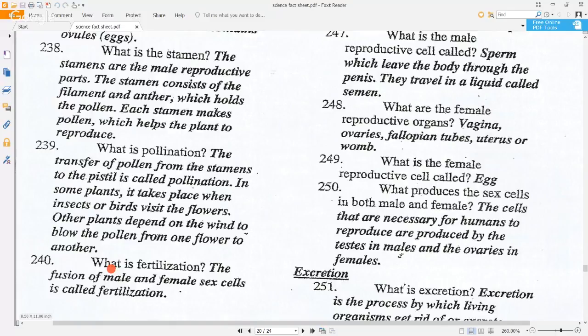So what then is fertilization? Fertilization is the fusion of male and female sex cells. That process of fusing is called fertilization.